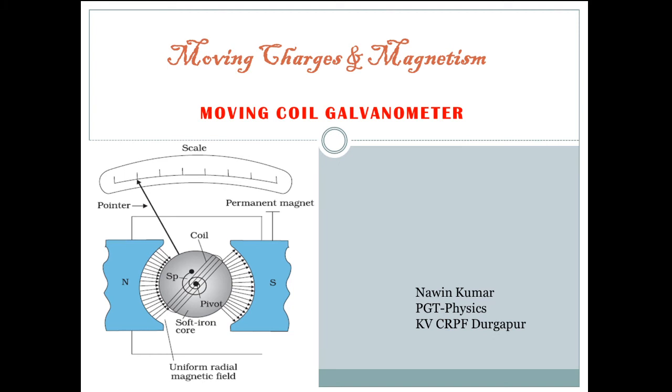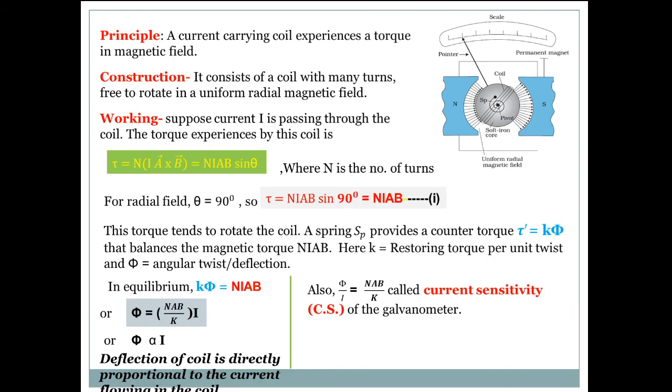In this segment, we are going to discuss moving coil galvanometer. Moving coil galvanometer is a device which is used to detect the presence of current.